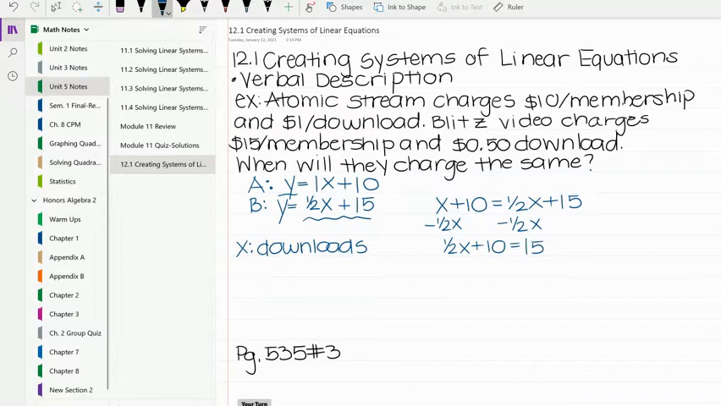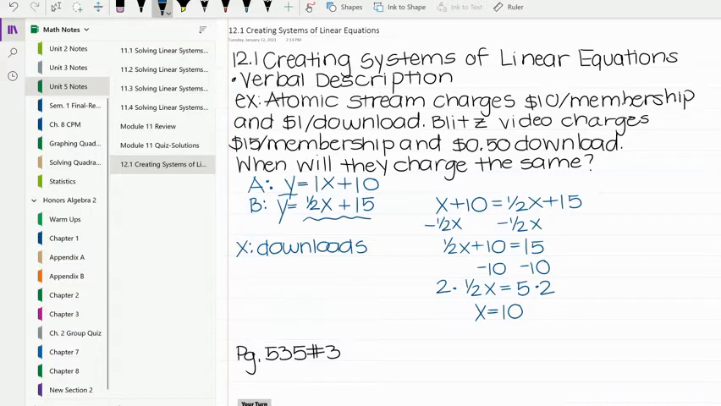So what I'm trying to do is isolate the x. The next step would be to subtract 10. So I would get 1/2 x equals 5. Now I have 1/2 x equals 5, so I want to get x by itself. To do that, I would just multiply by 2. So x would equal 10. Now remember, 10 is the number of downloads. So that means after 10 downloads, they would both cost the same amount.